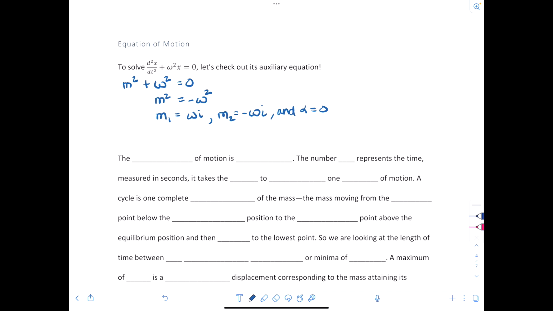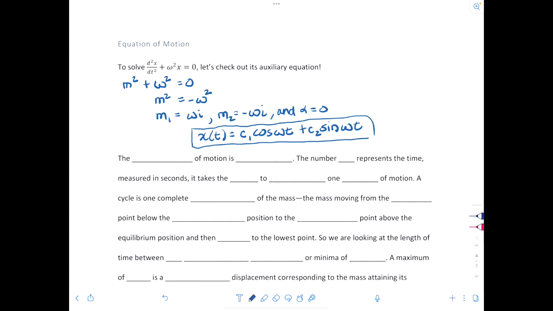So x at t is just going to be C1 cosine omega t, and we derived this in an earlier session, plus C2 sine omega t. This is the one where we used Euler's formula in the summation and all that good stuff. Cool? All right, so the period of motion is T equals 2 pi over omega.